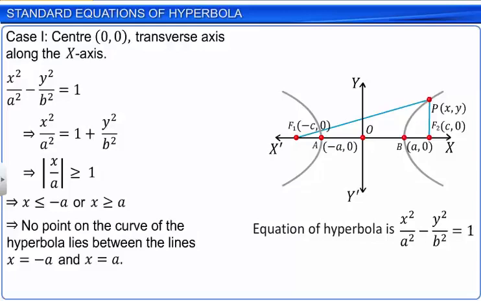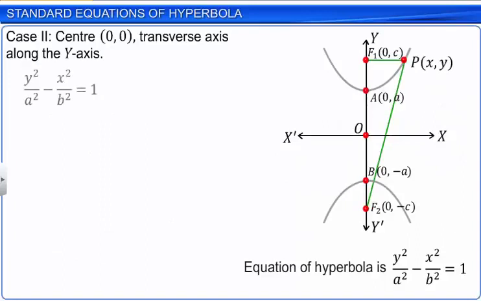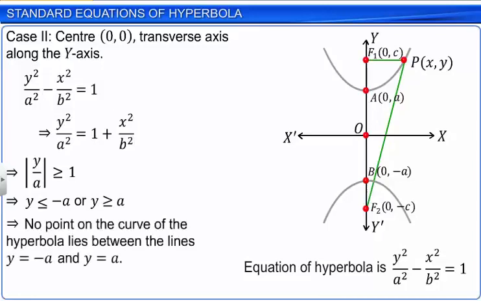Similarly, rearranging the standard equation of a hyperbola with its center at the origin and the transverse axis along the y-axis, we find that the modulus of y upon a is greater than or equal to 1. This implies that for any point on the curve of the hyperbola, the value of the y-coordinate is less than or equal to minus a or greater than or equal to a. Thus, no point on the curve of a hyperbola with its center at the origin and the transverse axis along the y-axis lies between the lines y is equal to a and y is equal to minus a.